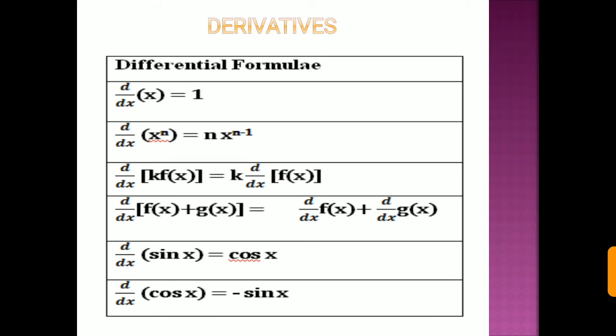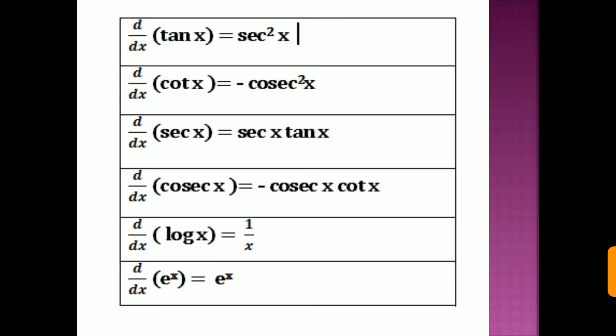Derivative of sin x is cos x. Derivative of cos x is minus sin x. Next, the derivative of tan x is sec square x. Derivative of cot x is equal to minus cosec square x. Derivative of sec x is sec x into tan x. Derivative of cosec x is minus cosec x into cot x.